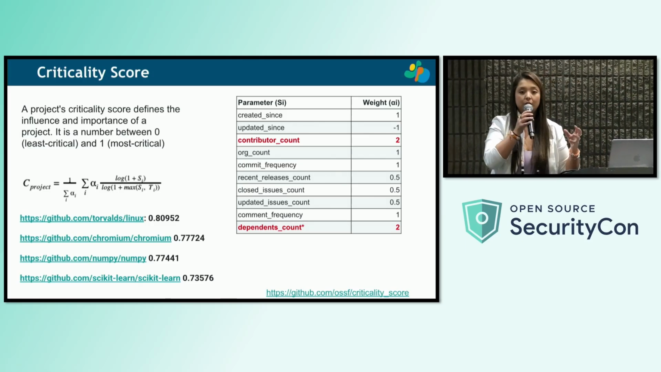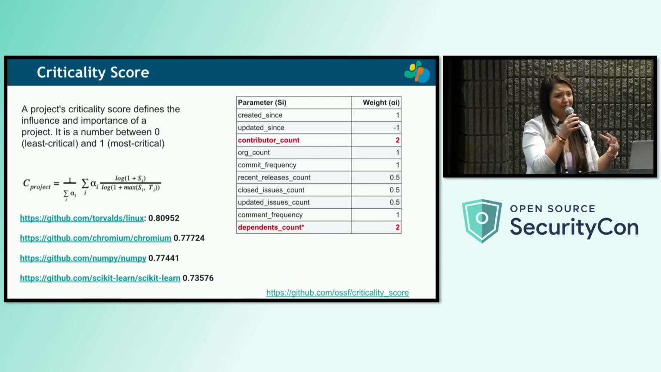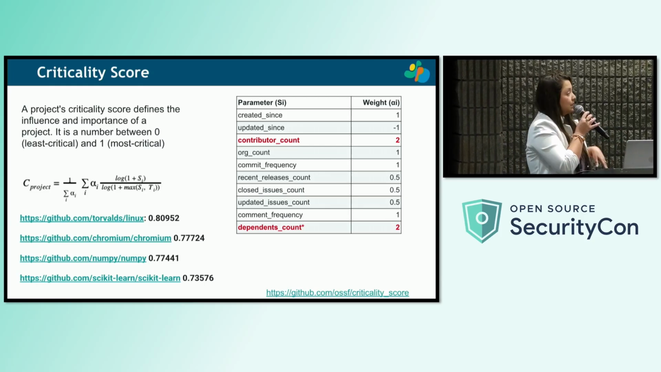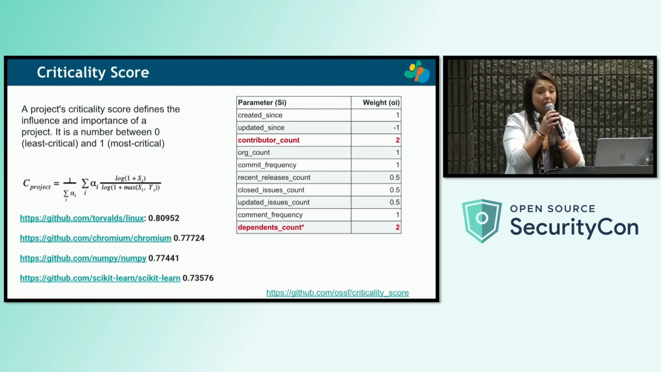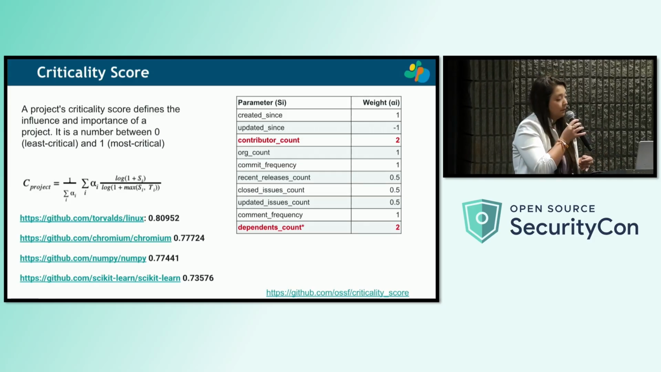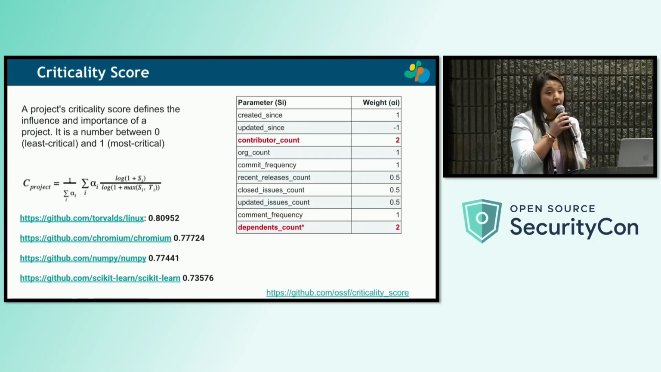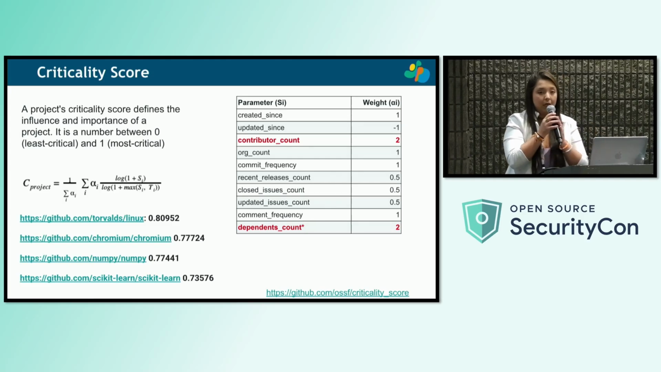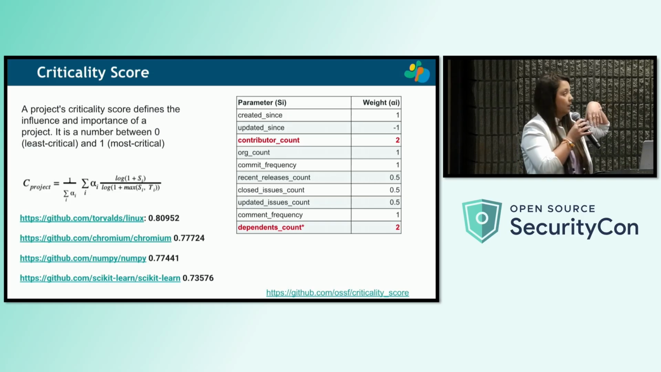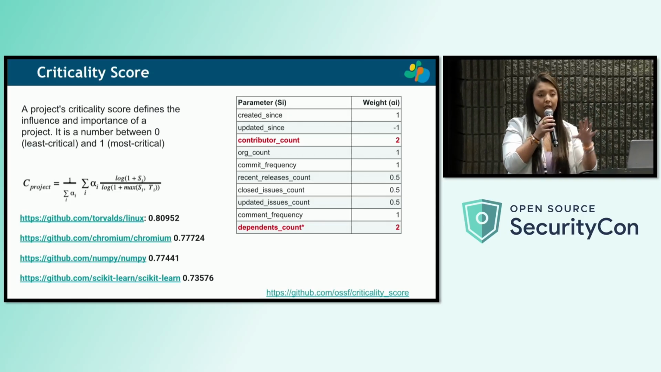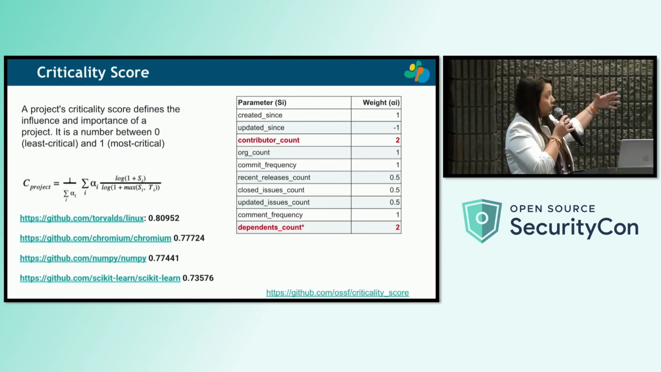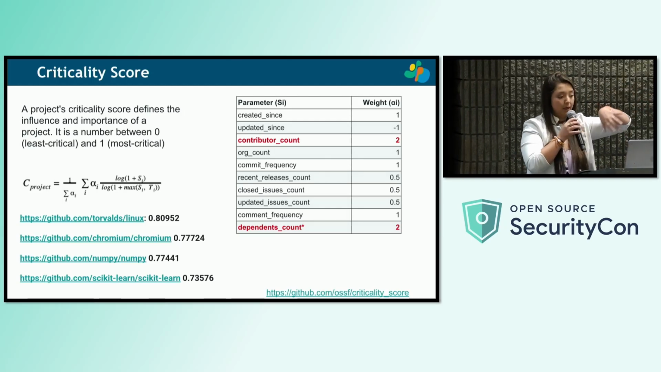But the first thing that I wanted to do is figure out, do we care about these projects? Are they actually important? My guess is yes, because a lot of the software that we use nowadays actually comes from academic research. So the first thing that I started looking into was this metric that the OpenSSF has developed called the criticality score. And this pretty much defines the influence and importance of the projects based on different parameters and different weights. So it's basically a weighted sum of different parameters, and it gives you a number between 0 and 1, with 1 being the most critical.